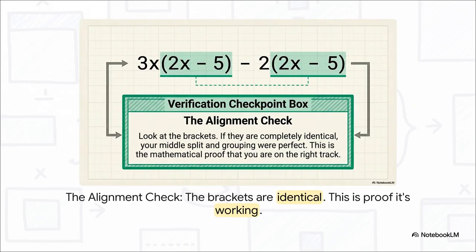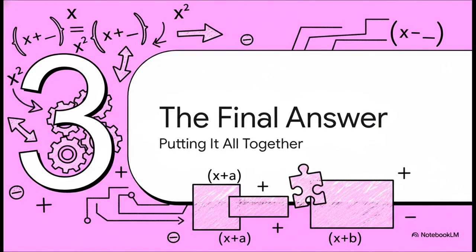And would you look at that? This is the big aha moment. Let's call it the alignment check. See how the stuff inside both brackets is now exactly the same? We have 2x minus 5 in both places. That's not a coincidence. That is the proof right there that our magic pair was the right one and that we've done every step correctly. We are absolutely on the right track. We are on the home stretch now. All the really heavy lifting is done. So let's just assemble these last few pieces and get our final answer.